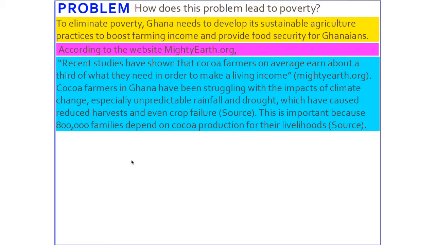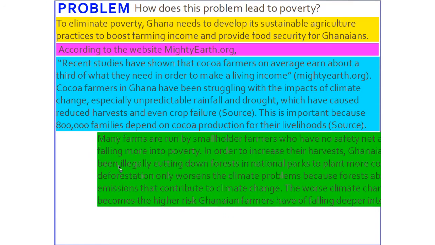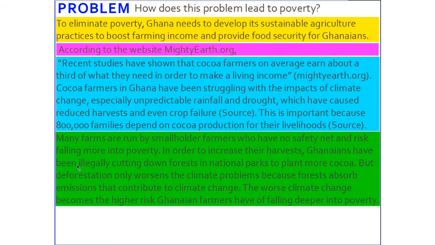Okay, so now when I explain this, I really want to explain why this is causing cocoa farmers to be in poverty, right? I want to explain that, and I want to explain how this kind of supports the idea that they need to boost income and provide food security. That's what they need, right? So let's look at my explanation here. Many farms are run by smallholder farmers who have no safety net and risk falling more into poverty. So right off the bat, I'm bringing up that idea of poverty and how because they don't have a safety net, because they have nothing to fall back on, it leads them to poverty.